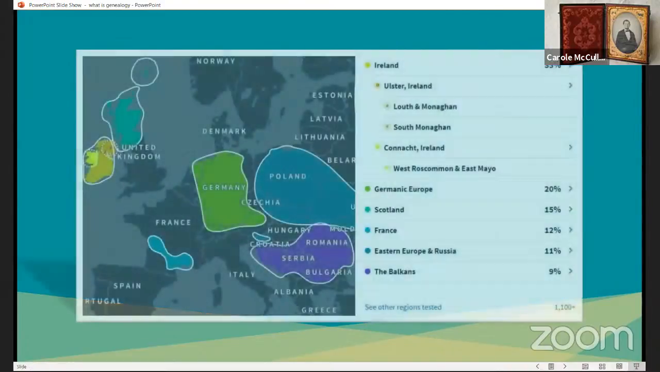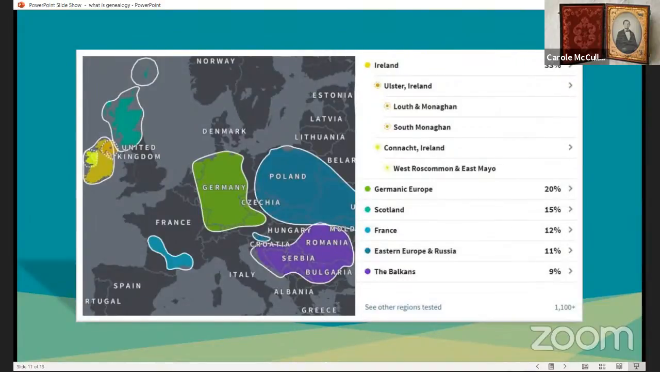Here's an example. So a person who has had their DNA tested may find that they are 33% Irish, 20% Germanic, 15% Scottish, 12% French, 11% Russian, and 9% from the Balkans. That's quite a wide spread. But it gives you a vital clue as to where your ancestors came from.